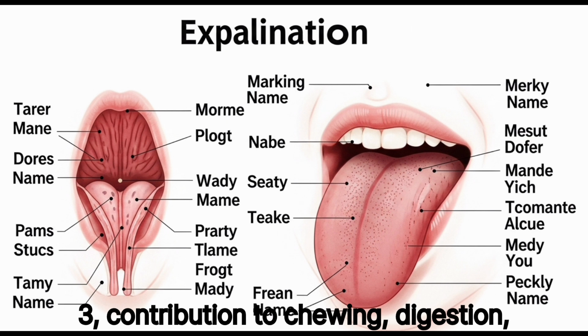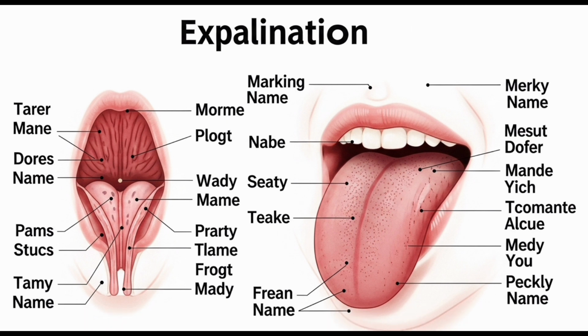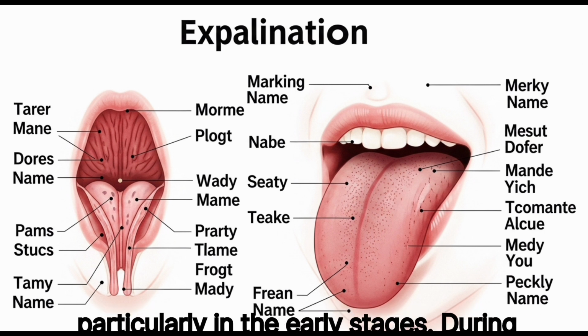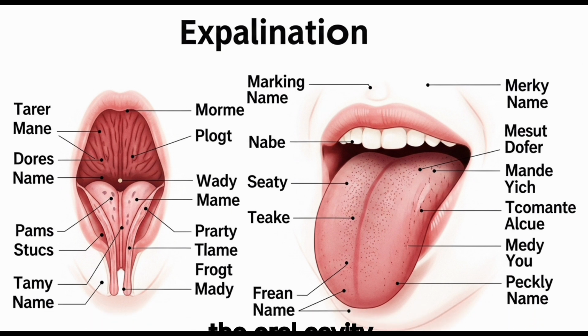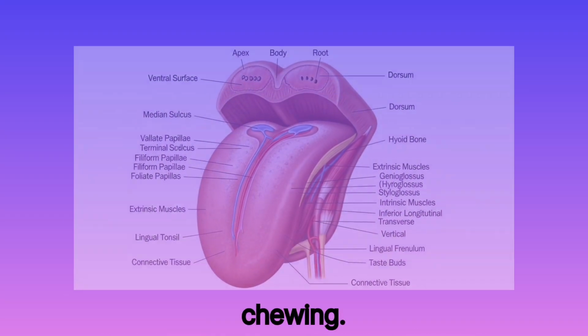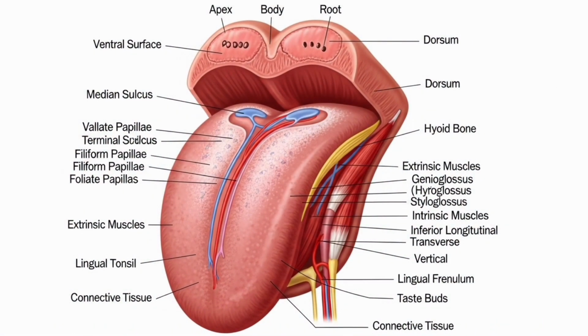Paragraph 3. Contribution to chewing, digestion, swallowing, and salivary functions. Beyond sensory perception, the tongue is essential to the digestive process, particularly in the early stages. During eating, the tongue manipulates food within the oral cavity, coordinating with the teeth and jaw muscles to facilitate mastication, chewing. Its controlled movements ensure that food is positioned correctly between the teeth for efficient breakdown.